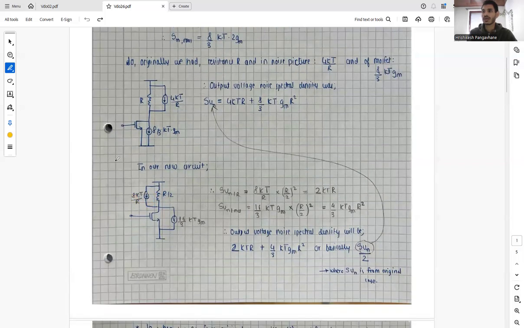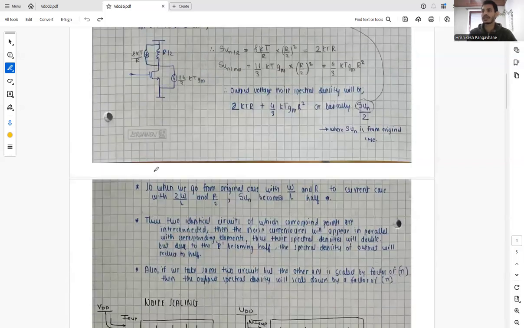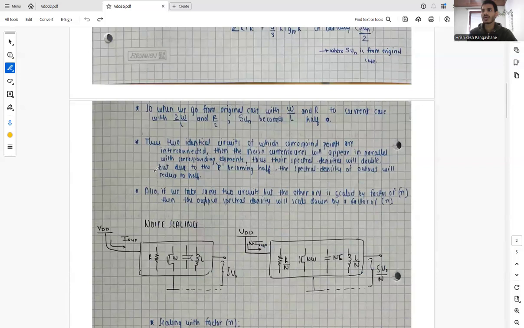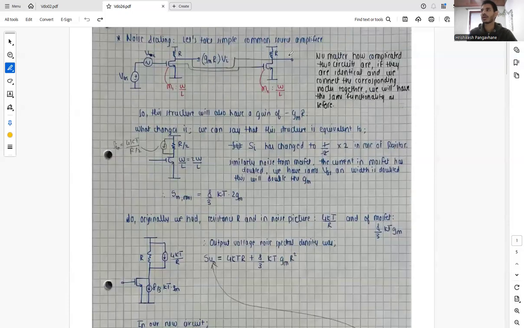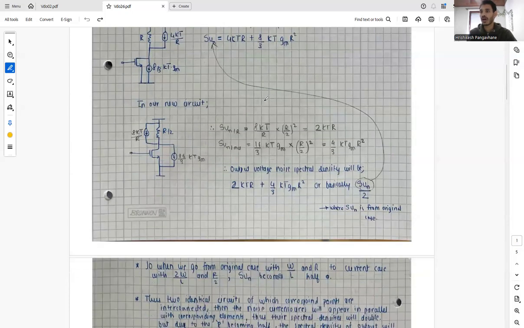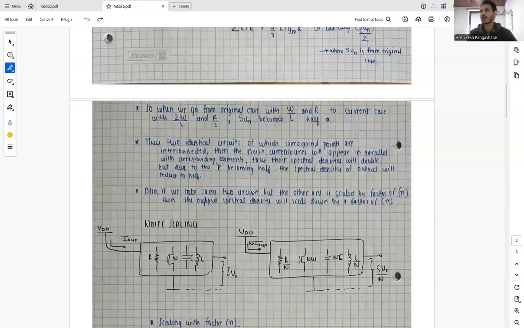For the current spectral densities, they are actually double, but due to the resistance becoming half, the spectral density of the output, so the main output voltage over here, so the spectral density of output voltage, due to the R becoming half, the result is the density will reduce to half.